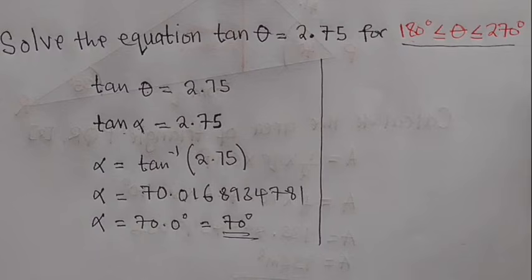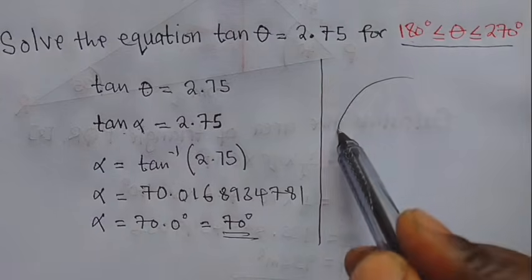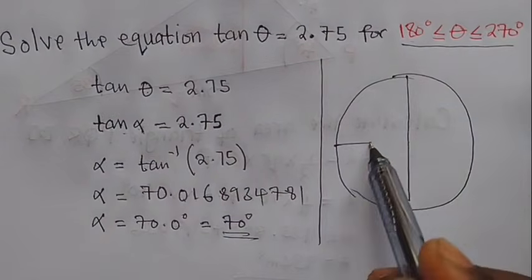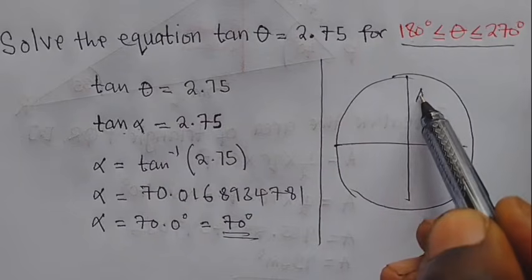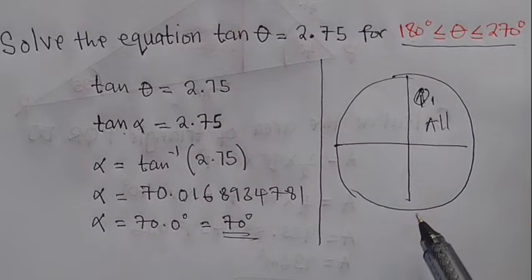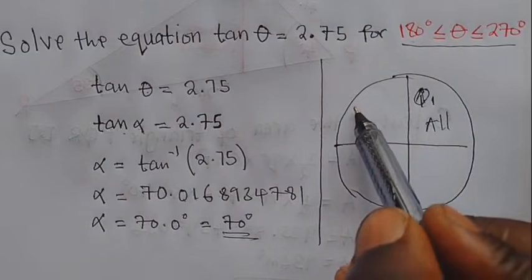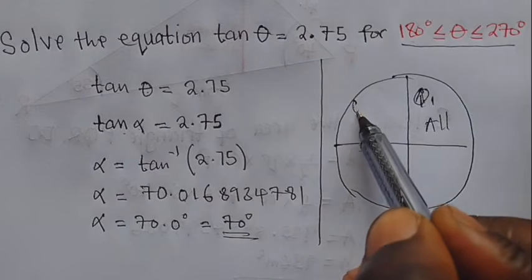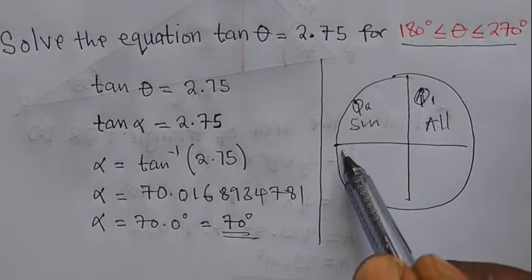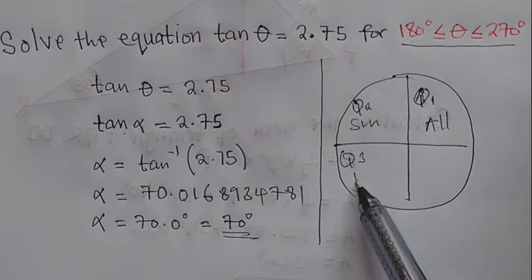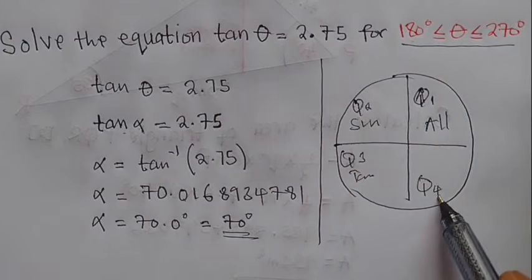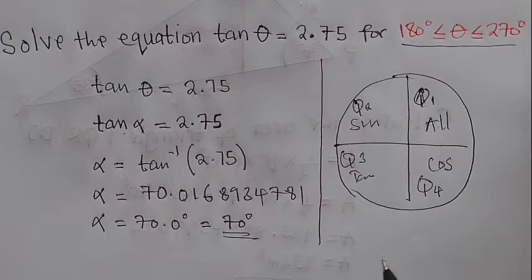So when you look at the quadrants, we have 4 quadrants. Okay, so we say in the first quadrant here, all angles are positive. Then in the second quadrant right here, only sine is positive. Then in the third quadrant, only tan is positive. Then in the fourth quadrant, only cos is positive.